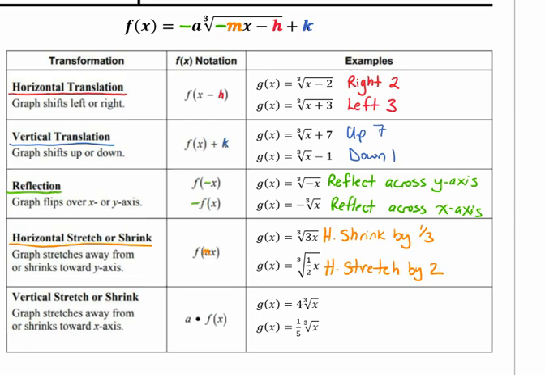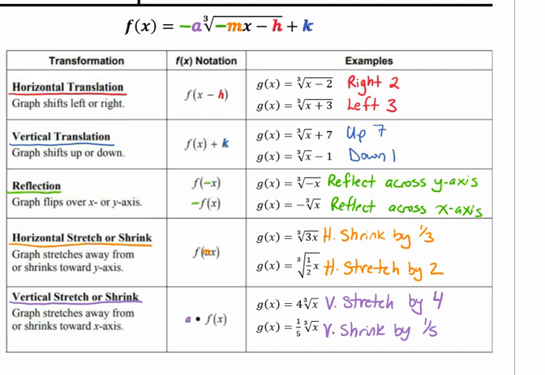The a on the very front of our function here dictates our vertical stretches and shrinks, which is the distance either away or towards the x-axis that we are on our graph. So in this first example, we have 4 times the cube root of x. And so this is going to be our vertical stretch by 4. And 1/5 times the cube root of x will be a vertical shrink by 1/5.